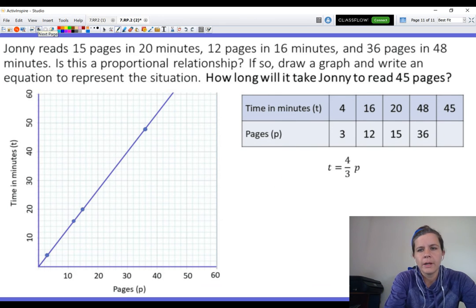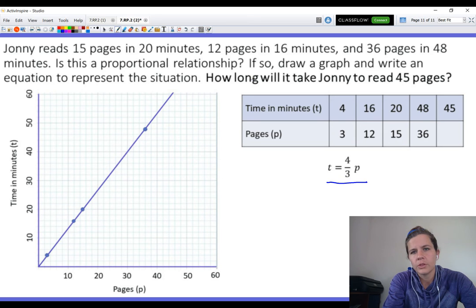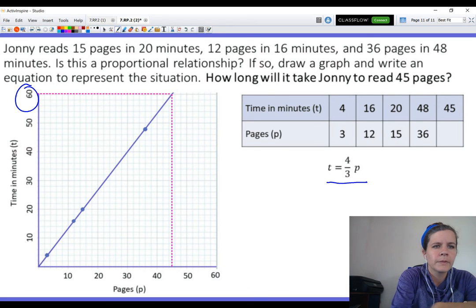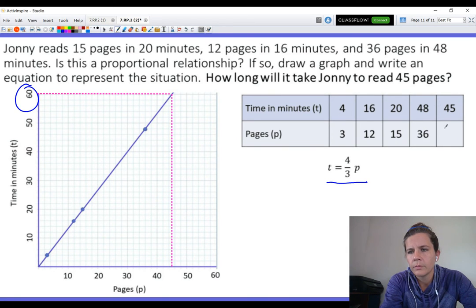All right, here's our graph, here's our equation. Answer the last question. How long will it take Johnny to read 45 pages? 2 ways to do this. First, let's look at the graph. So we can come over here on the graph and we can find 45 pages. So 40, 42, 44, 45, and we can draw a line up to meet the graph. Then we can take that where it met the line, and we can draw over to see where we are. And we're here at 60. So it's going to take him 60 minutes.